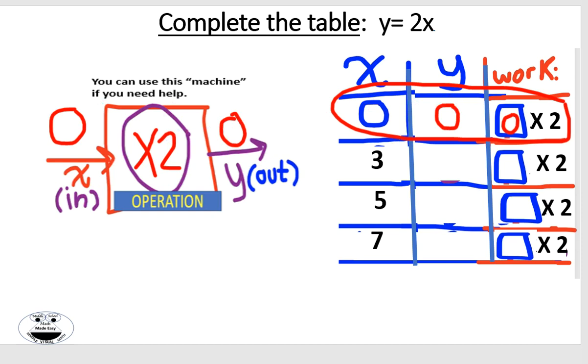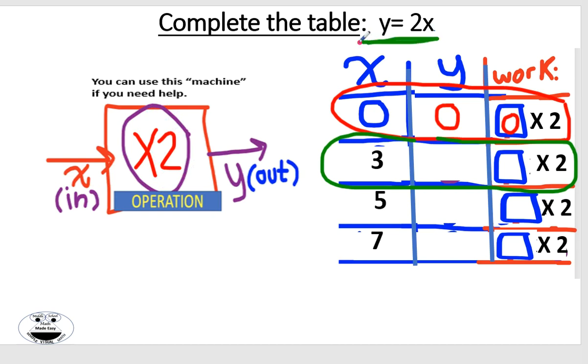Okay, now let's go to the next row, and here I have x is 3, so I'm ignoring the previous row. If you want to make another machine or use the same machine, we can just erase the x and y, because now we're in a new x and y, but we keep the same operation because we're using the same equation. And x here is 3. And now we're going to do 3 times 2. It says times 2, and that is 6.